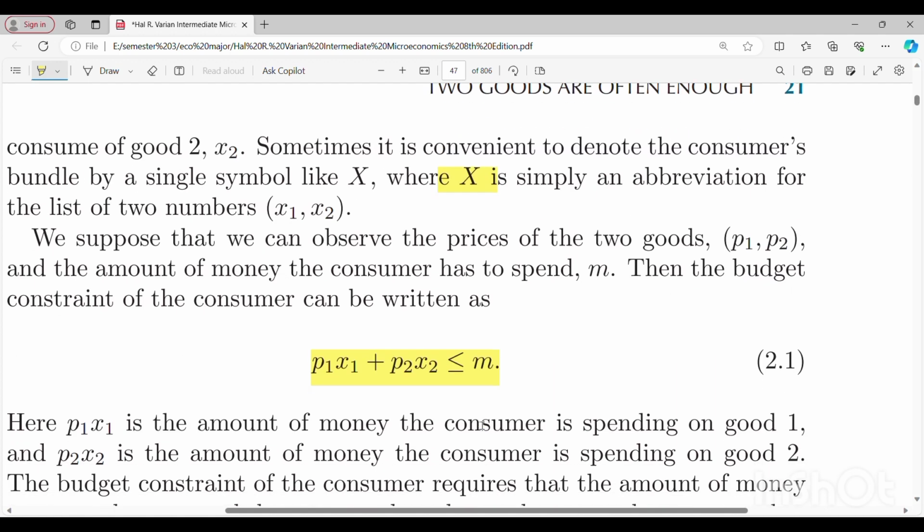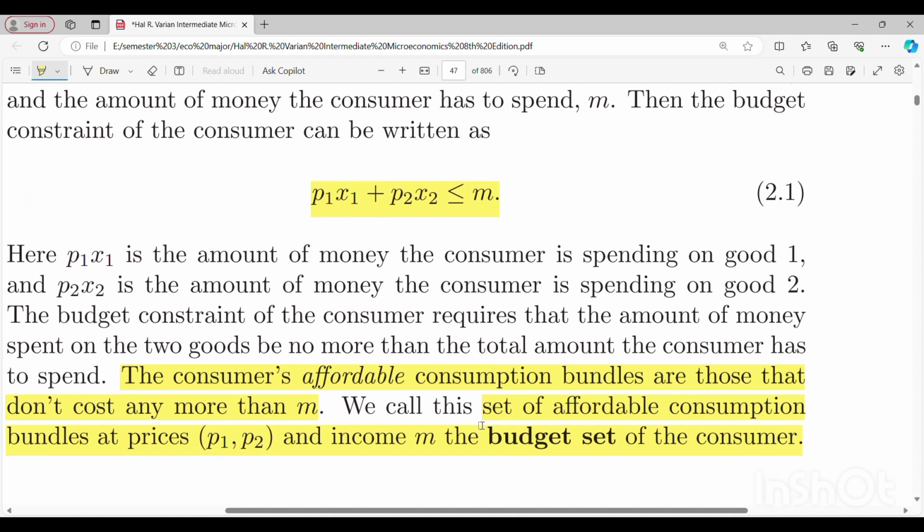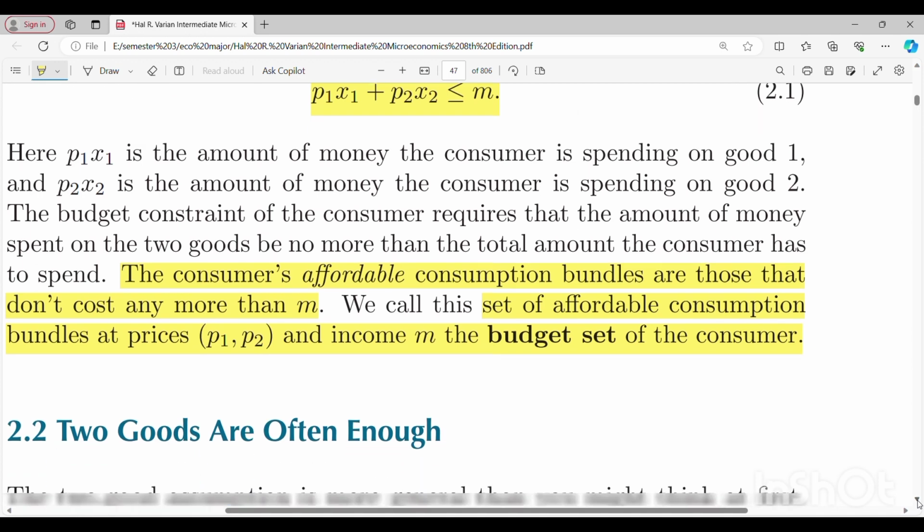So here it is about the prices, and we studied that. All the bundles in P1 X1 plus P2 X2 less than or equal to M are known as affordable consumption bundles. And the set of all these affordable consumption bundles is known as the budget set. So these are the three terms: budget constraint, affordable consumption bundle, budget set. Just study the definitions of these three. Okay, it might be asked.